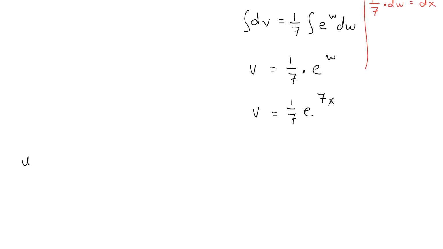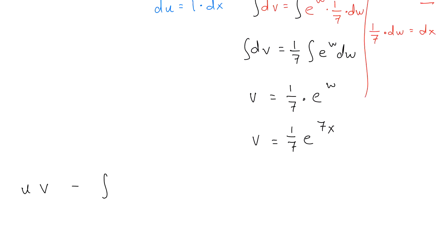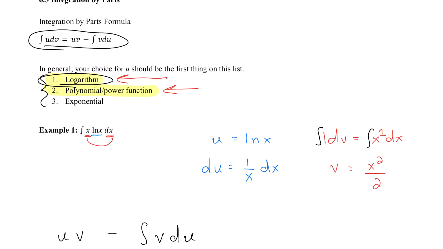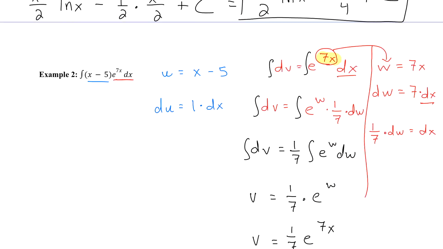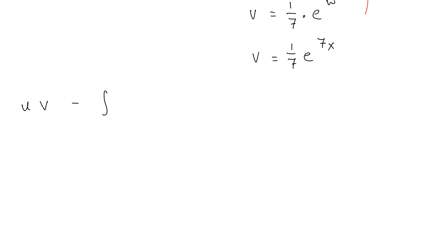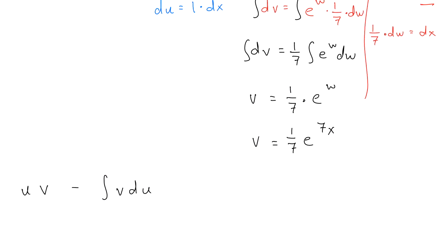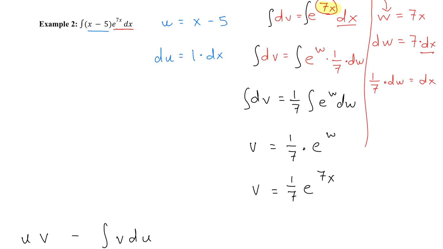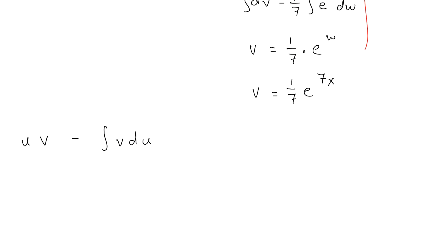We've got u times v minus the antiderivative of, actually, let me scroll back up. I am having a brain fart here. V times du. Even I need to look it up from time to time. V times du right here. So, okay, u, what was u? U, we said, was x minus 5. So we've got x minus 5 times v.